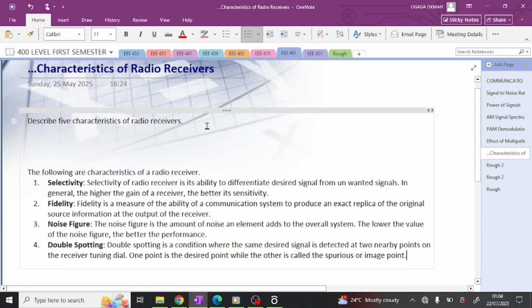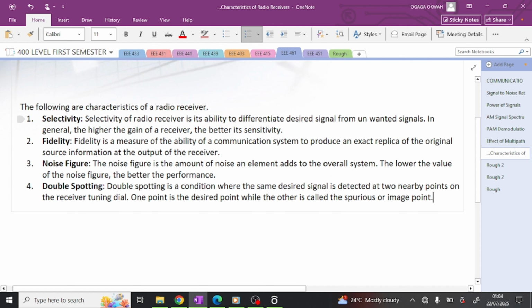Okay, so the next is characteristics of radio receivers. So what are the characteristics of radio receivers? We are asked to describe 5 characteristics. Now, these are the following: selectivity, fidelity, noise figure, double spotting. What does all this mean? Now, this here is just in simple terms.